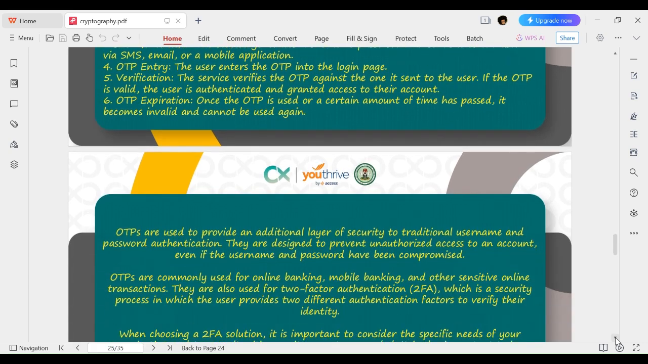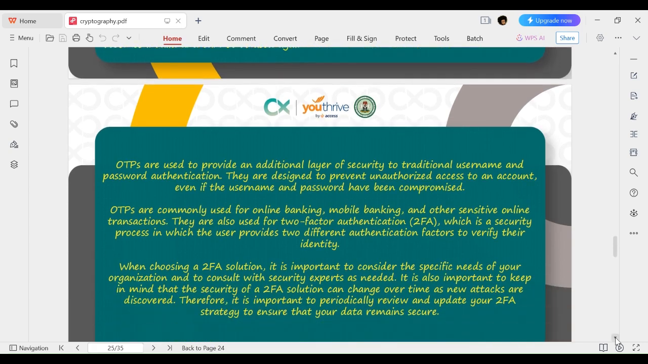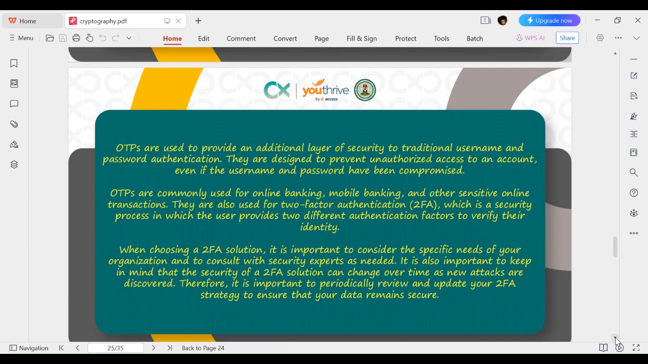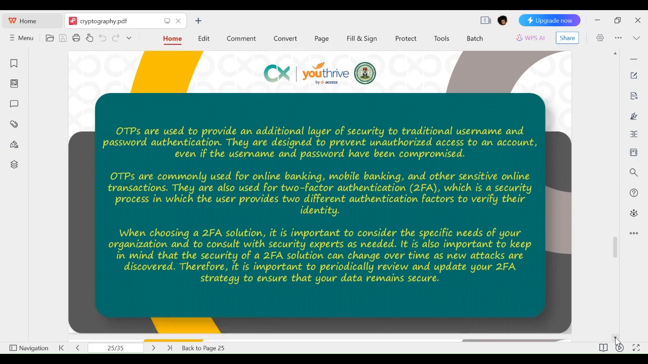OTPs are used to provide an additional layer of security to traditional username and password authentication. They are designed to prevent unauthorized access to an account, even if the username and password have been compromised. OTPs are commonly used for online banking, mobile banking, and other sensitive online transactions. They are used for two-factor authentication, which is a security process in which the user provides two different authentication factors to verify their identity.